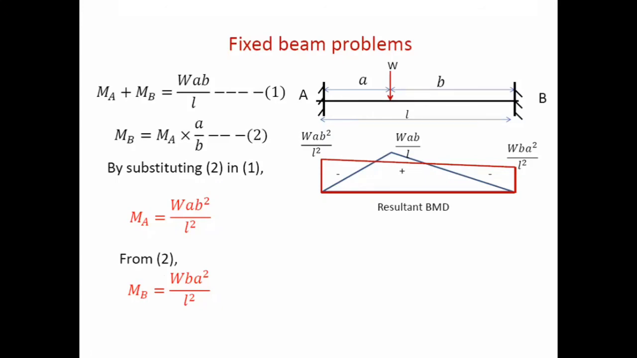Now remember what is the equation for fixed beam subjected to central point load. MA and MB, both values were WL by 8. Okay, so in this equation, if you substitute A as L by 2, B as L by 2, you will get MA and MB both as WL by 8 if external load is centrally placed. If it is eccentrically placed, there will be two different fixed end moment values. Please remember MA is WAB square by L square, MB is WBA square by L square. There is interchange of A and B.